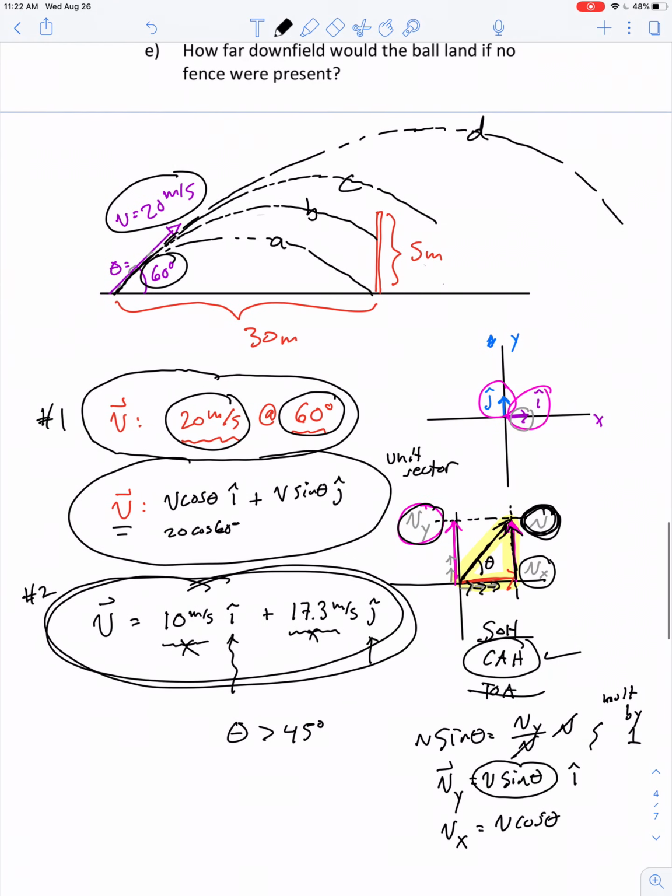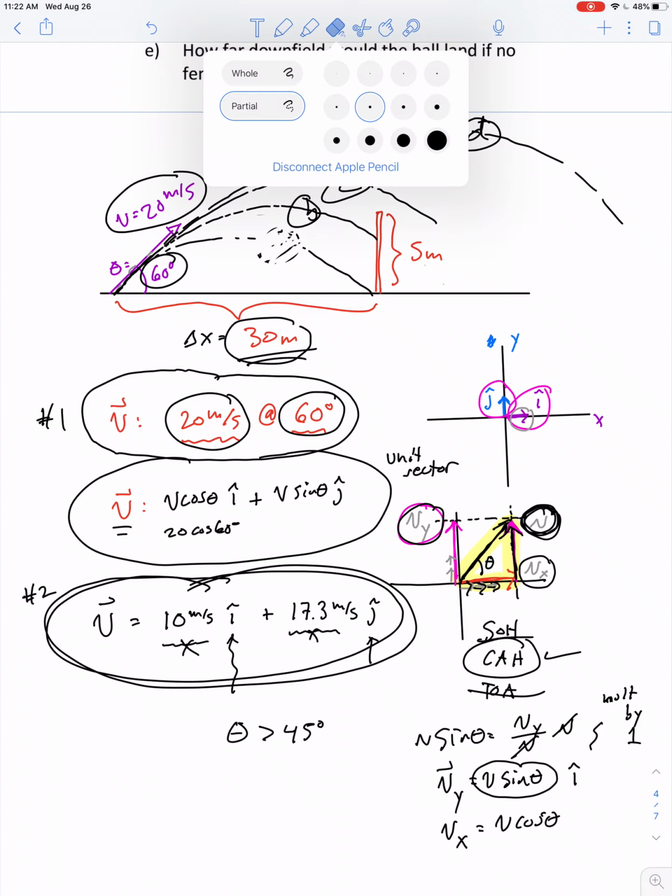It's up to us to figure it out. So let's just say by the time it gets to the plane of the fence, whether it's condition A, B, C, or D, it will have traveled a horizontal displacement of 30 meters. I'm not going to call that R because 30 meters isn't necessarily the range. The only way 30 meters represents the range is if it's for sure case A. And here, spoiler alert, it ain't case A, all right?